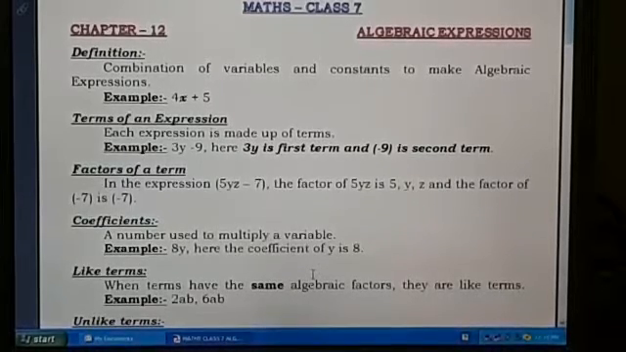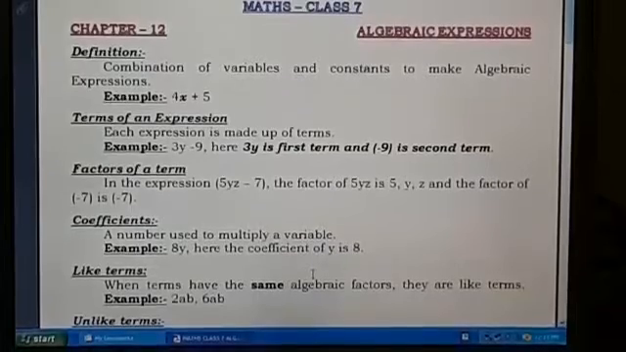See the example, 4x plus 5. 4x is a variable, 5 is a constant. So already I have told you, the combination of variables and constants makes an algebraic expression. Okay. Next, terms of an expression.